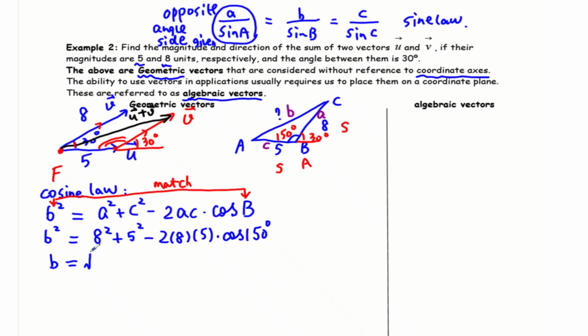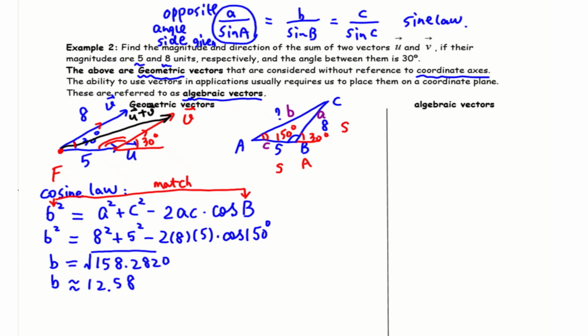So c equals the square root of 158.2820, and then b is approximately 12.58. So this one is our magnitude. We also want to find the angle. So we just find one of the angles, then 180 minus this, we could find the other angles. So we want to find the angle A.